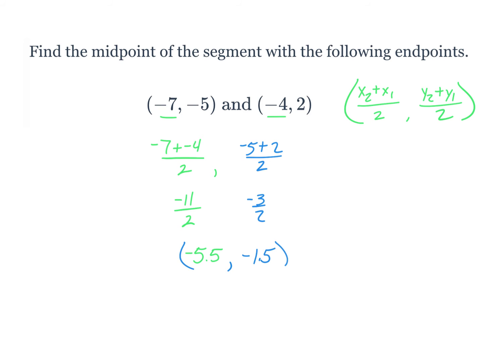And this is a location. The distance always needs to be positive because it's a distance. A midpoint is a location. So we can have negatives, and in this case, we actually have negatives in both cases.